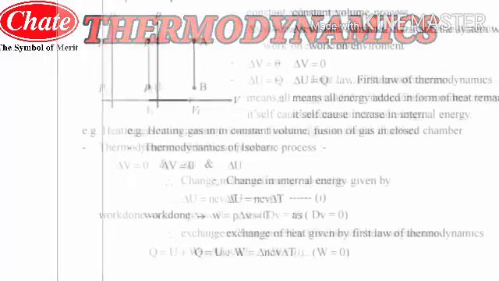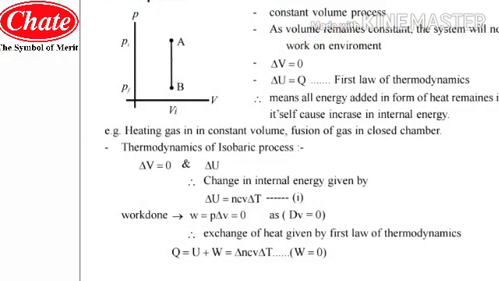Now we will see the next thermodynamic process, that is the isochoric process. As you can see, the thermodynamic isochoric process is popping up on your screen. First of all we will study the PV diagram for the isochoric process. The isochoric process is the process in which the volume remains constant during the process. Now as the volume remains constant, the system will not perform any work on the environment.